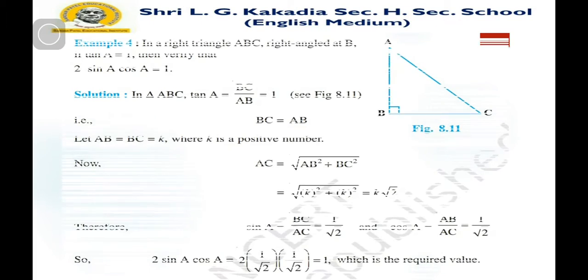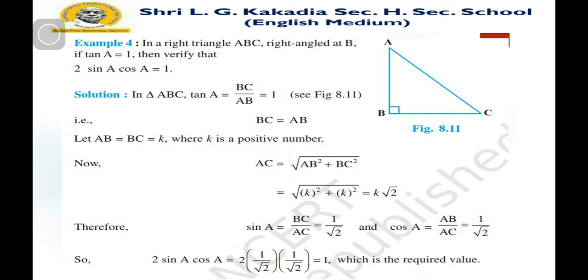Here is example number 4. In a right triangle ABC, right angle at B, if tan A is equal to 1, then verify that 2 sin A cos A is equal to 1. Now, given triangle ABC with right angle at B, tan A is equal to 1. Tan A means we take the relation between the angle and the sides. So AB will be the adjacent side and BC will be the opposite side according to angle A.